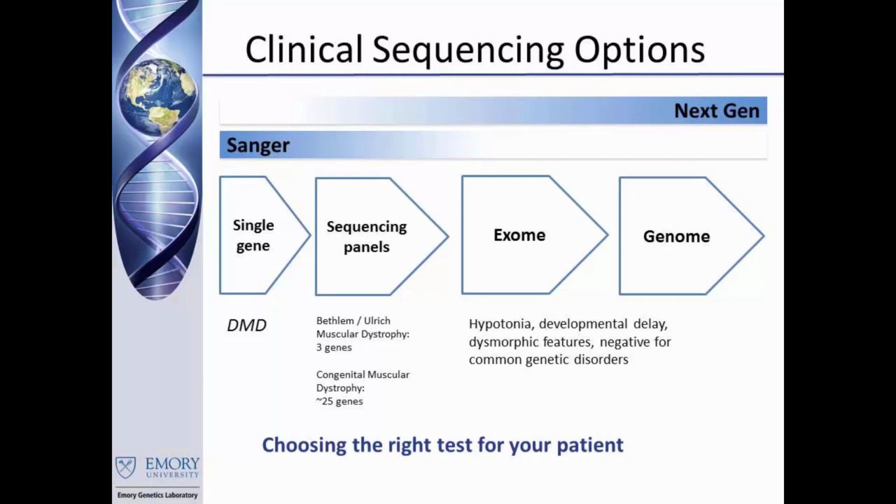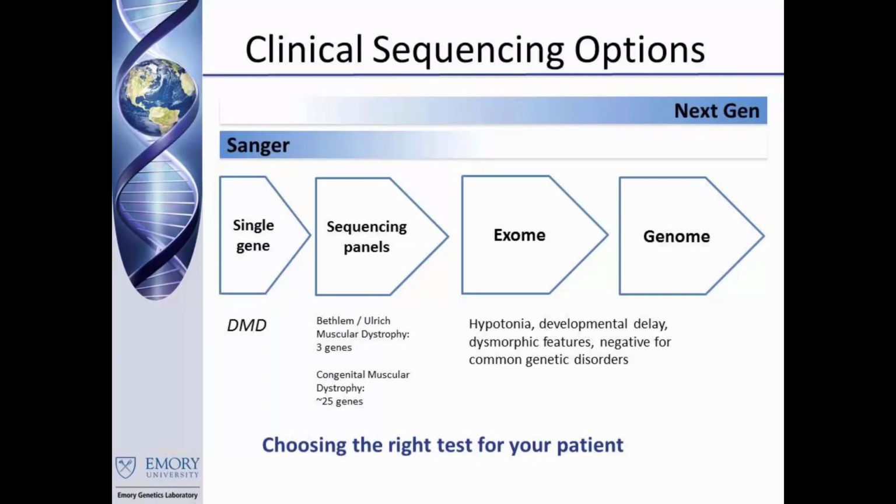But then after that starts this diagnostic odyssey, which we keep hearing about throughout different talks, where we have sequencing panels, exome, and genome. For a panel, I have used the example of a muscular dystrophy situation. And for exome and genome, intellectual disability definitely makes sense to go to that level of testing when you're trying to find the answer for that child.